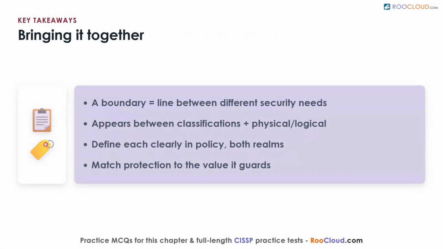So let's bring it together. A security boundary is the line between areas with different security needs. Those boundaries appear between classifications and between the physical and logical worlds, and each must be assessed on its own. Every boundary has to be defined clearly in policy in both realms so it can actually be enforced. And the protection you place on each one should match the value of what it guards, never costing more than the asset itself. Draw your lines well, and every control you add later has a clear home.